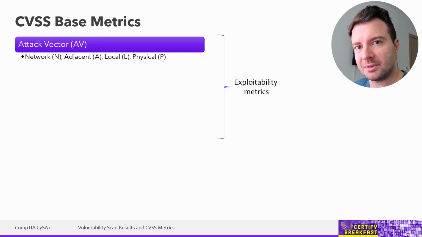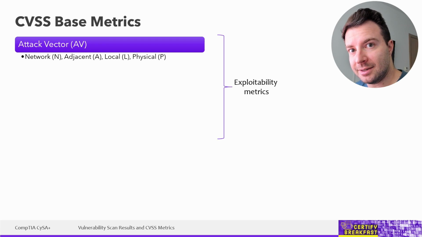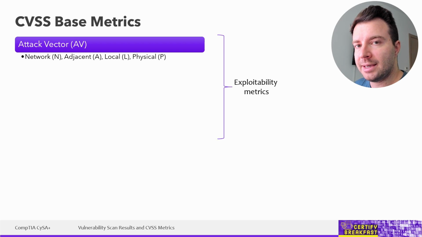So the worst metric value in this situation would be N, which stands for network, and it means that the attack can be conducted from across multiple networks, even across the internet. And this is what we normally call a remotely exploitable vulnerability.